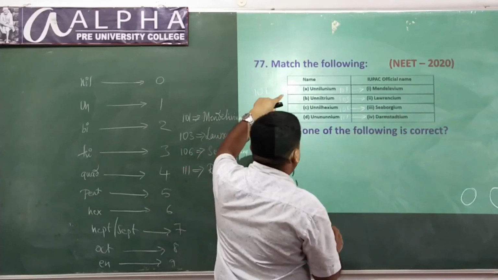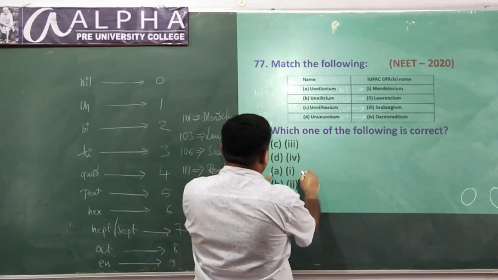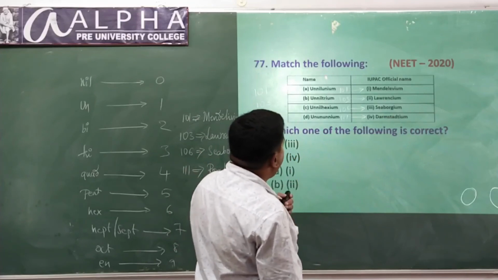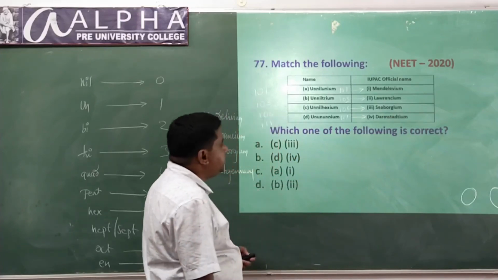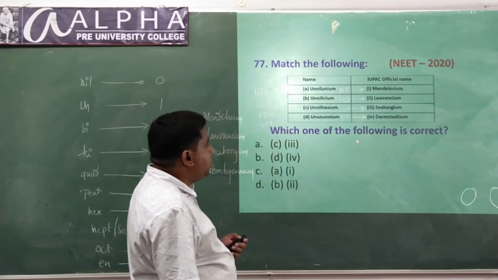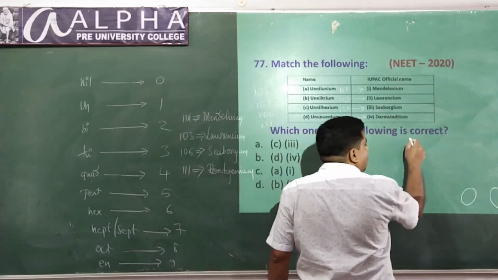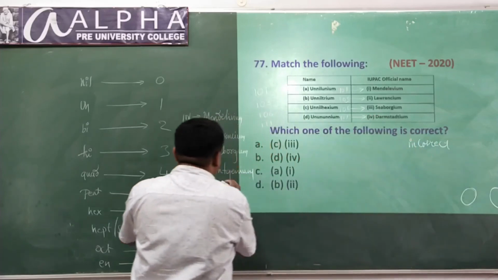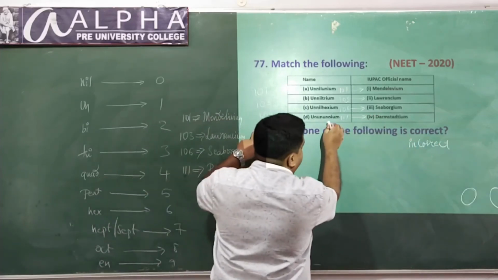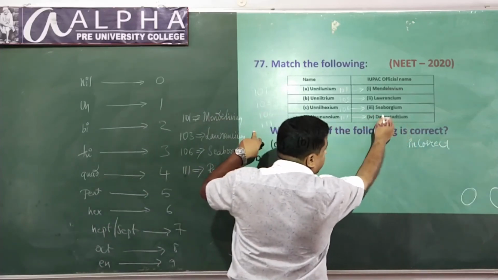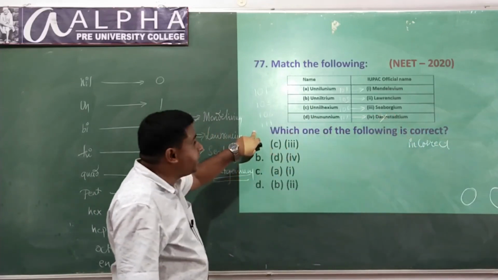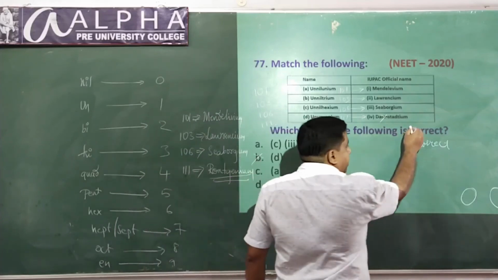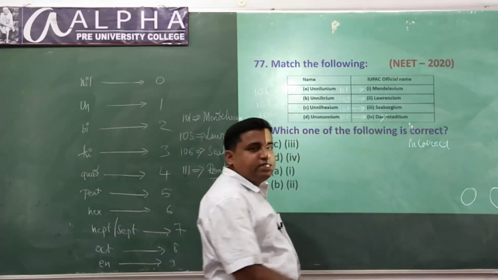So A is matched to 1. Which one of the following is correct? All of them are correct, isn't it? Probably the question has to be which of the following is incorrect. Look at here, 111 is Roentgenium, they have given 111 as Darmstadtium, but it is incorrect. So D is matched to 4. This is incorrect. The question has to be which is incorrect. There is a printing error.